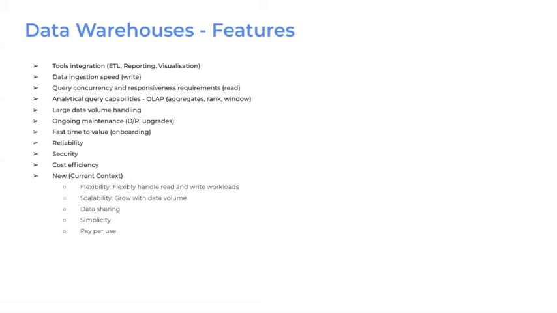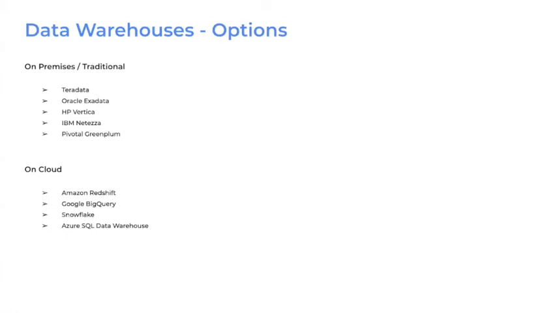So these are the kinds of things which are relevant while looking for features for comparing one data warehouse with another. So what are the different options? If I'm interested in looking at on-premise options, there are a few options there. Out of the list, Teradata and Exadata are probably still relevant. Vertica maybe to some extent. Netezza and Greenplum are largely in their sunset life already. On cloud, we have a few very prominent options: Amazon Redshift, Google BigQuery, Snowflake, and Azure SQL Data Warehouse. We'll discuss some of these characteristics in the next few slides.